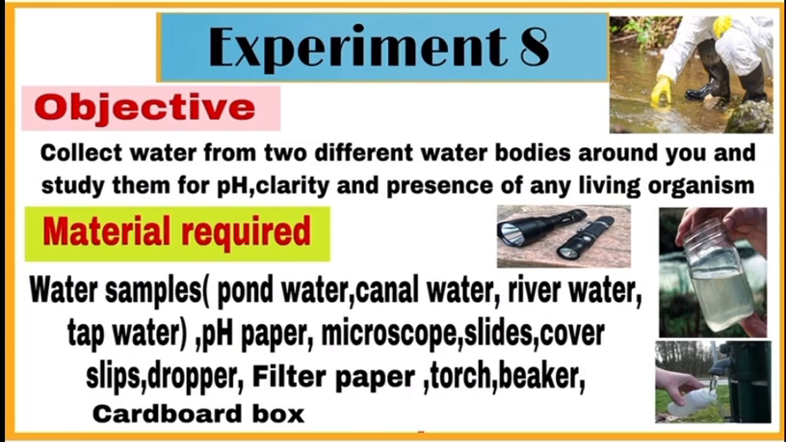For doing the experiment we need the following materials. We need water samples. Take pond water, canal water, river water or tap water. We need pH paper, microscope, slides, cover slips, dropper, filter paper, torch, beakers and a cardboard box.